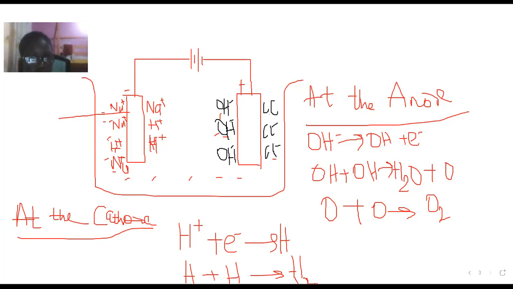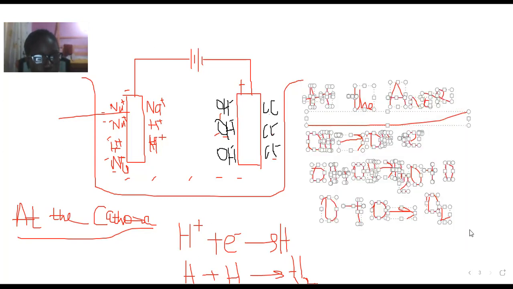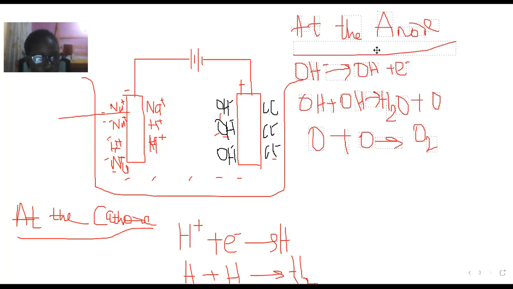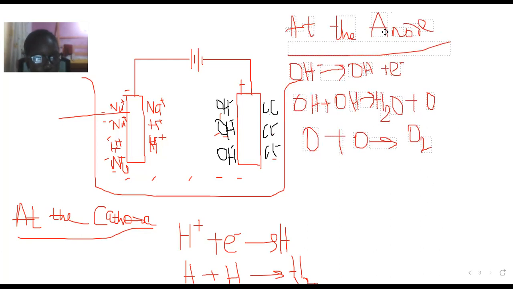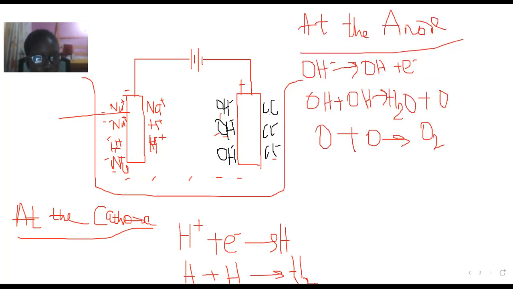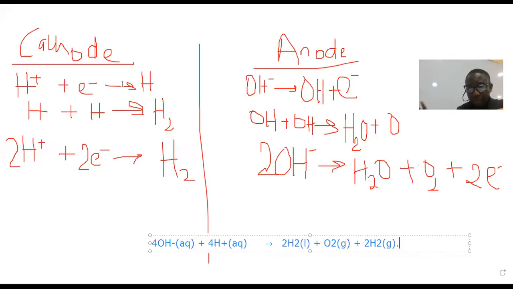This is just what happens at the anode. Now, we're going to be looking at the overall reaction. This is not all that happens at the anode. Okay, this is what happens at the cathode, and this is what happens at the anode. Now, this is the overall reaction.